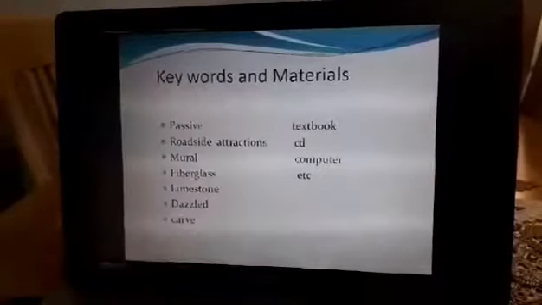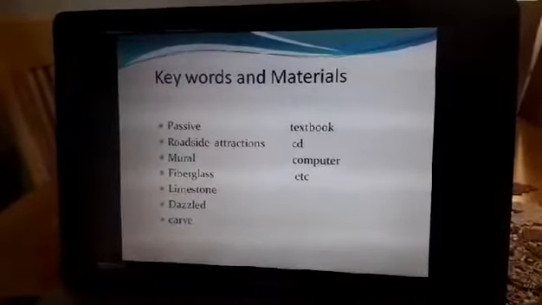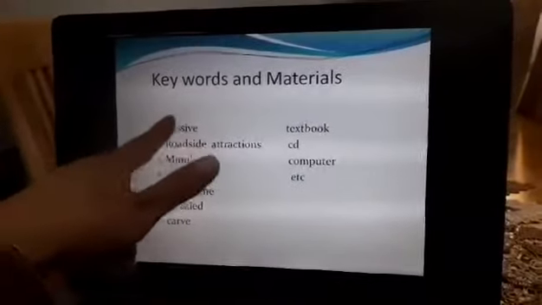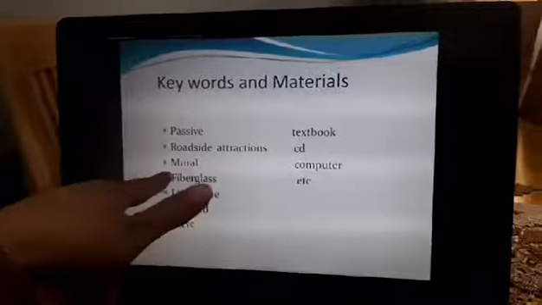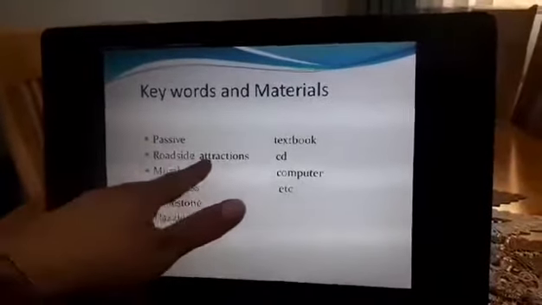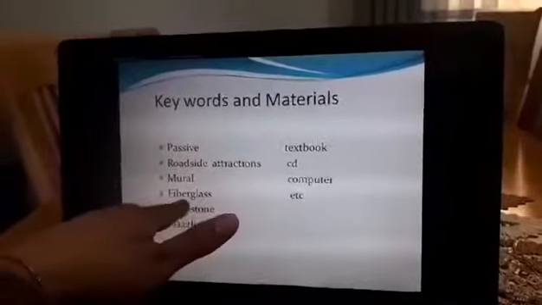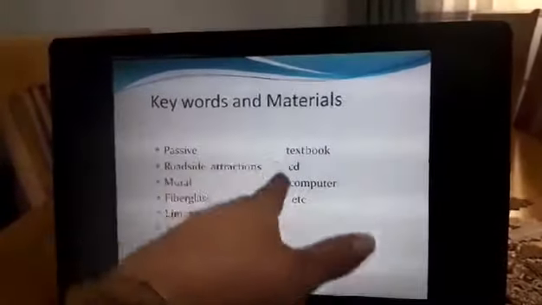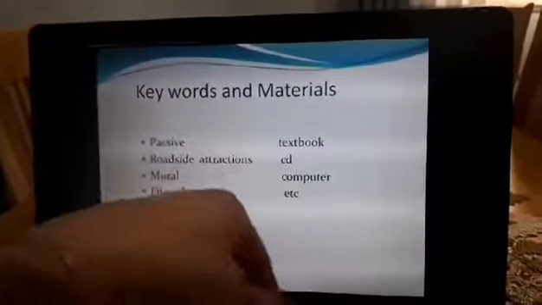Let's see, students, some keywords and materials. Keywords: the passive is about the grammar, and these are other words for the text: roadside attractions, mural, fiberglass, limestone, desert, carve. The materials: textbook, CD, computer, and so on.